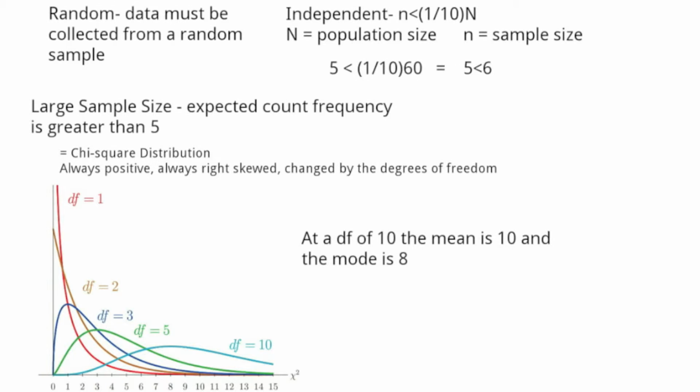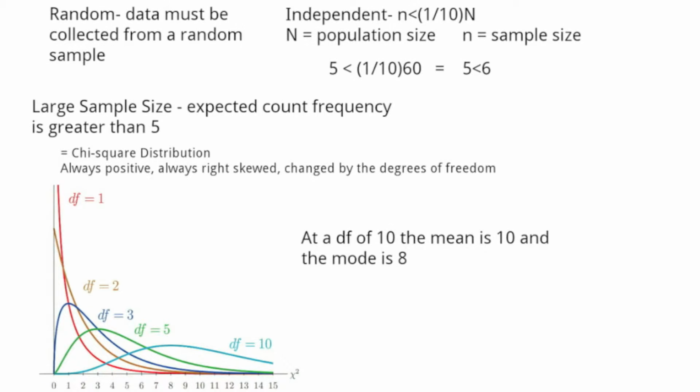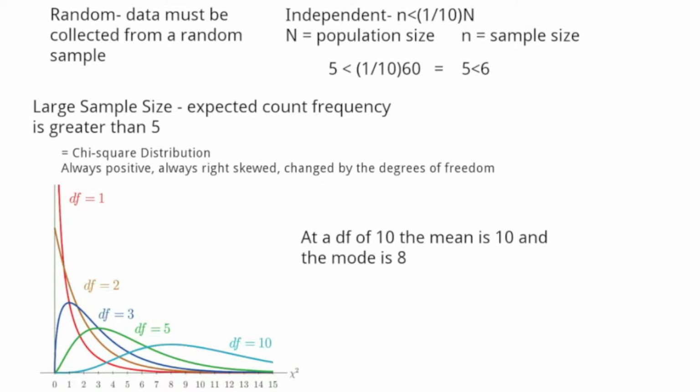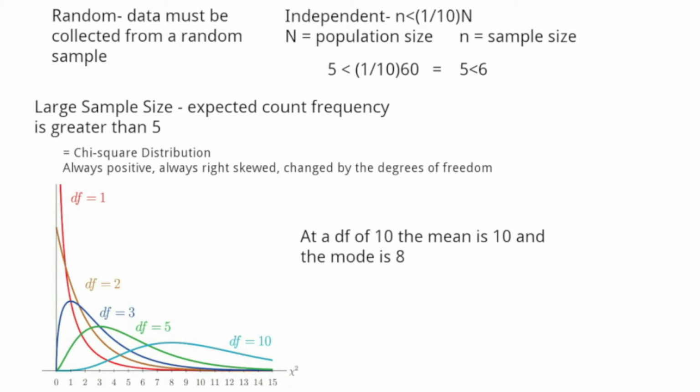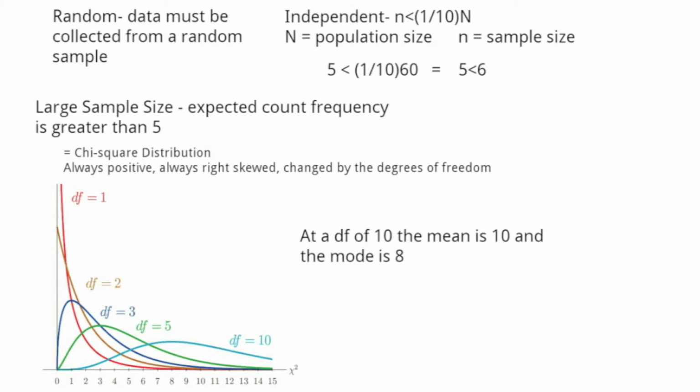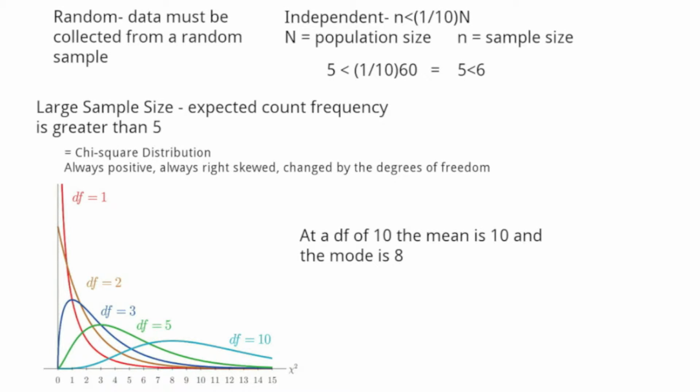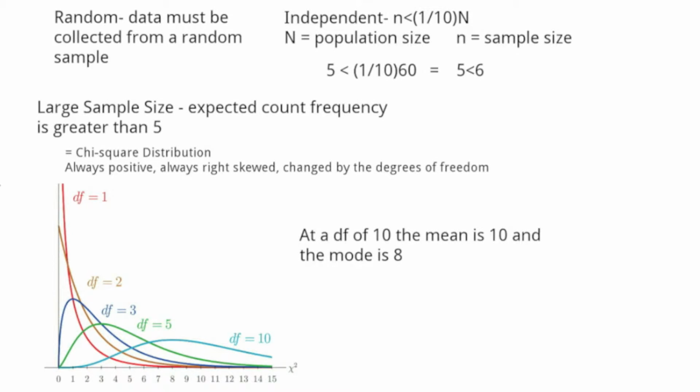Chi-square distribution problems require three conditions to be met. 1. The data collected must be from a random sample. 2. The sample size must be less than 1/10 of the population size, meaning that it's independent. And 3, there's a large sample size, so the expected frequency count must be greater than 5. When these conditions are met, we know that the data is roughly a chi-squared distribution. These distributions are always positive, always right-skewed, and are specified by their degrees of freedom. As shown by the graph, the higher the degrees of freedom of a chi-square distribution, the less skewed it becomes and the more like a normal distribution it will be.